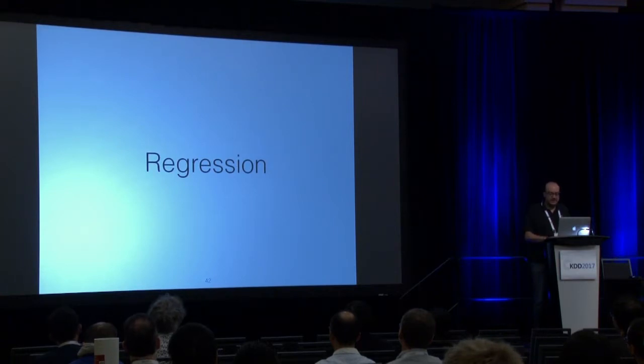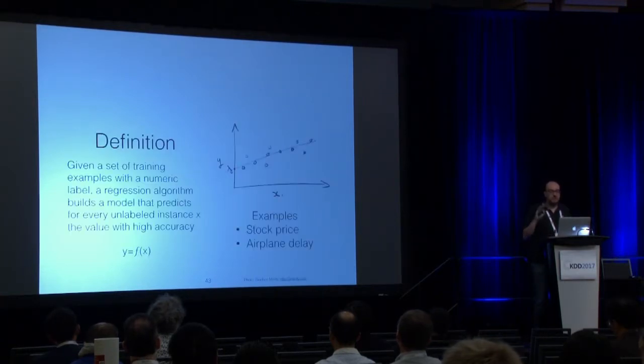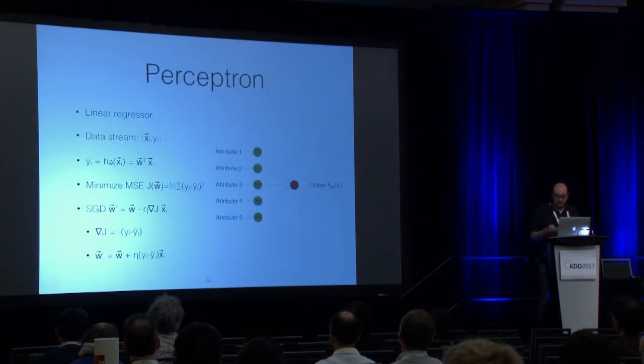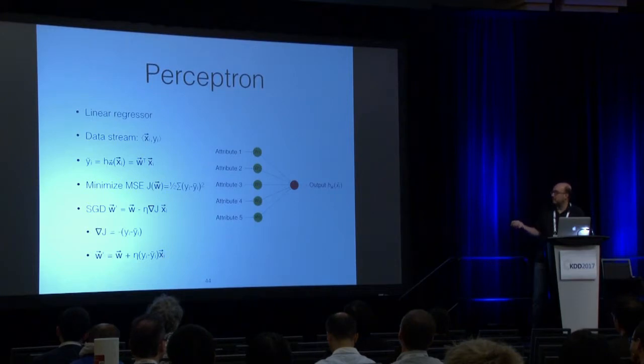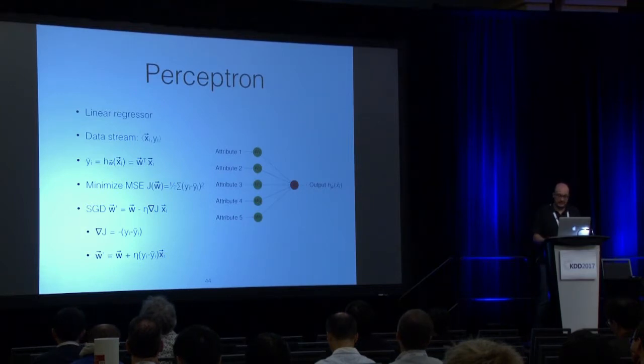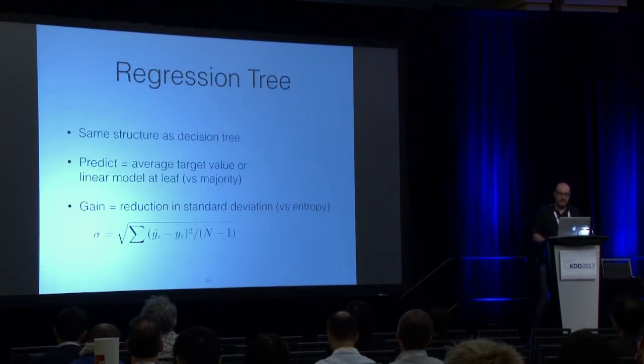Okay, so that was for classification. If we look at regression, where our goal is to predict numeric values, not labels, things are similar. We can use, for example, the perceptron, and we are going to do exactly the same. We maintain this set of weights, and using stochastic gradient descent, we update it continuously, using the gradient that is computed by minimizing the mean square error. So in that sense, it's really similar.